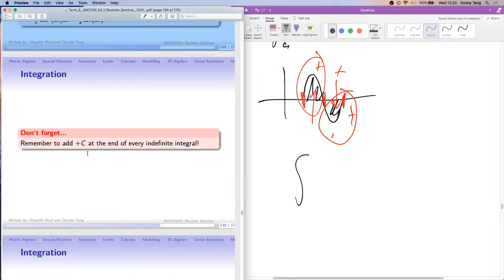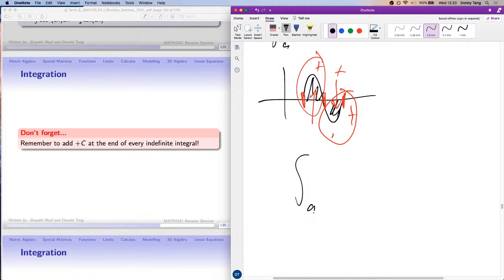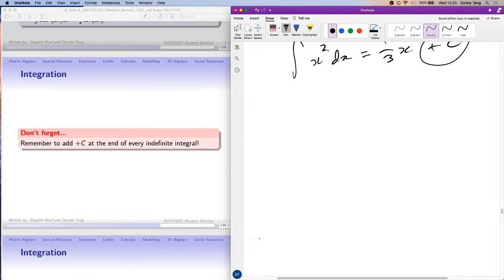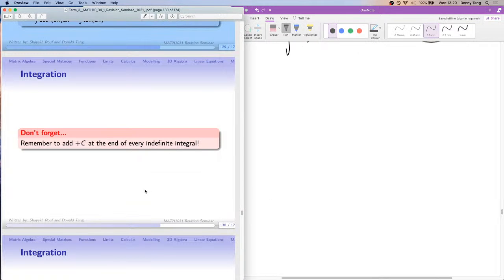Yeah, that's pretty much it. Don't forget to add plus c to the end of every indefinite integral. Indefinite integral means there is no bound, so no a, b. It's just like this. And you have to add a plus c at the end of it. Okay, so for example, the integral of x squared dx is equal to 1 on 3 x cubed plus c. You don't include it, you lose a mark. But I'm sure you guys know that already.